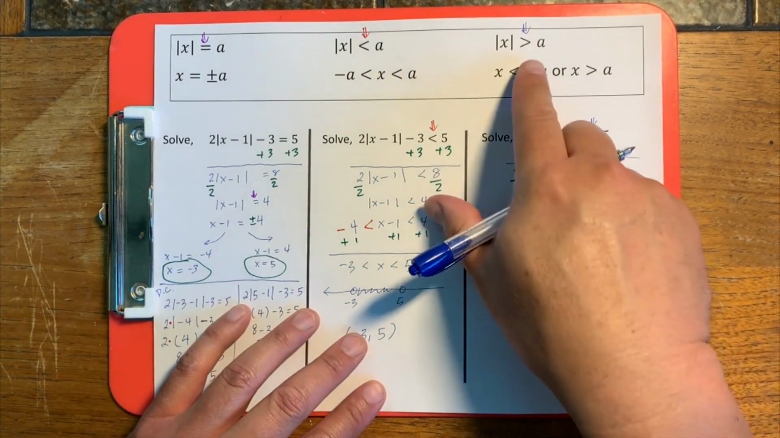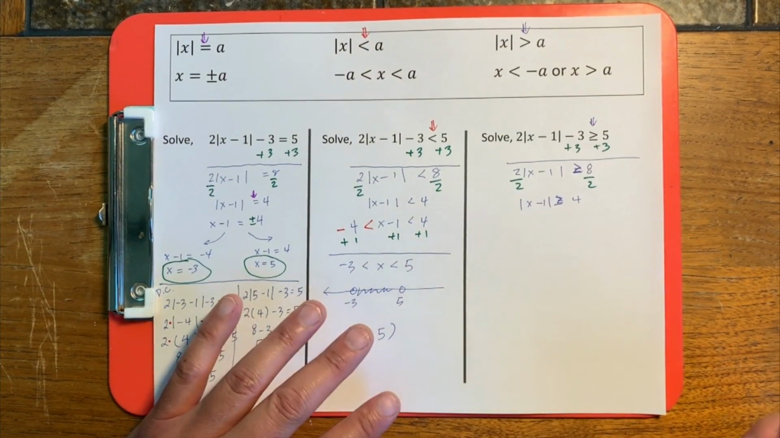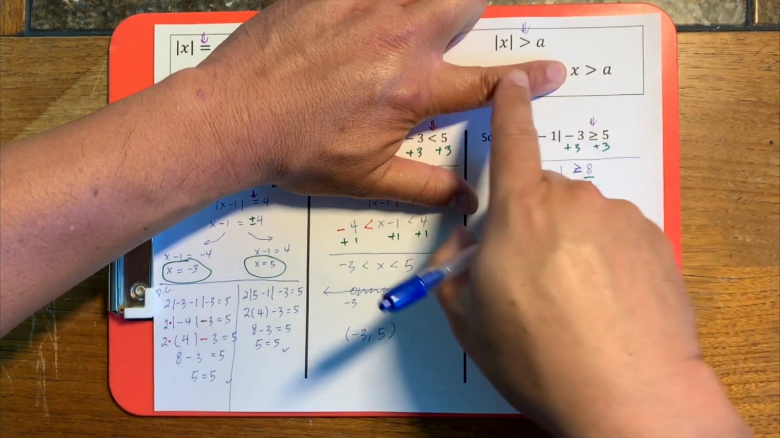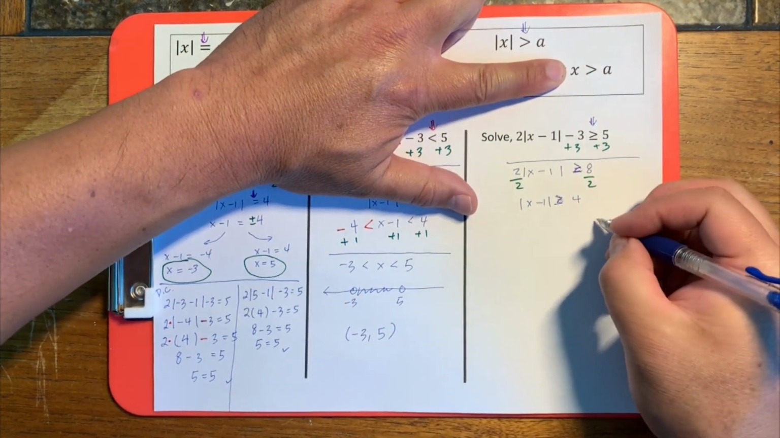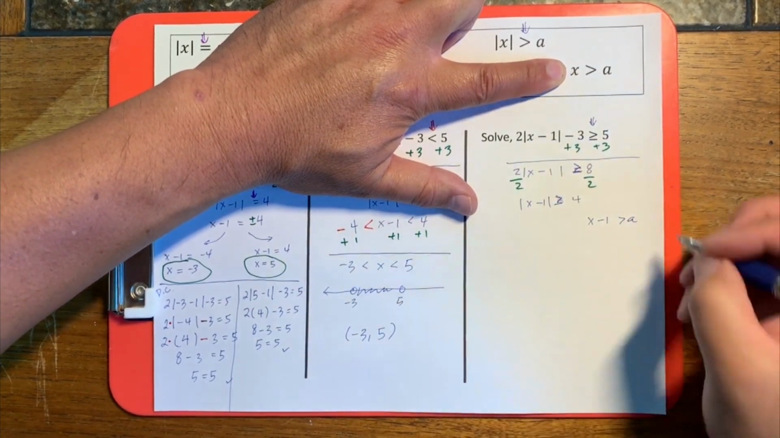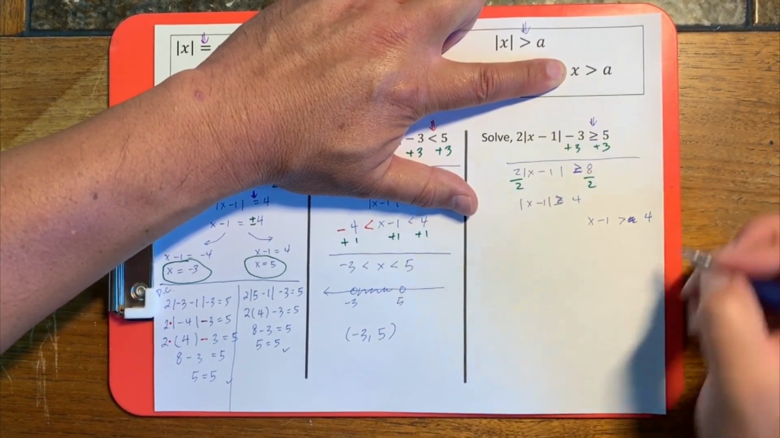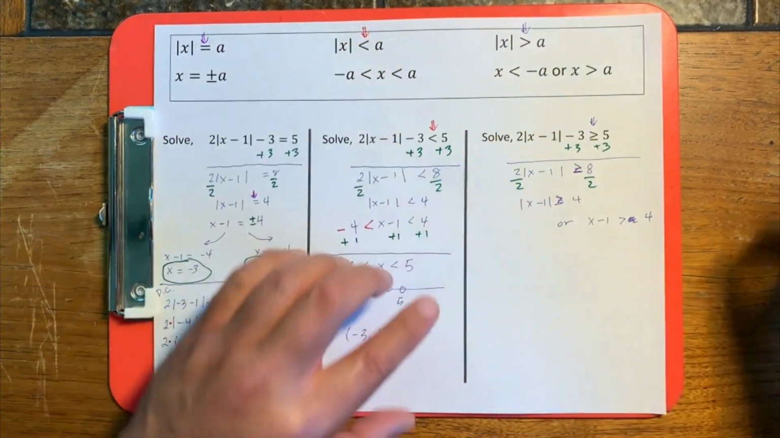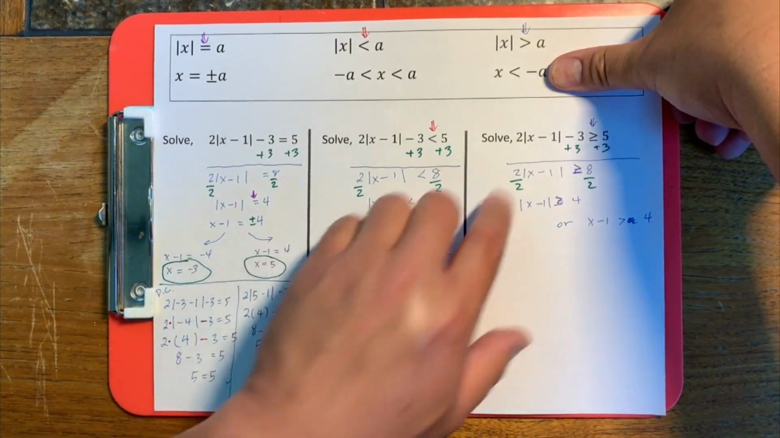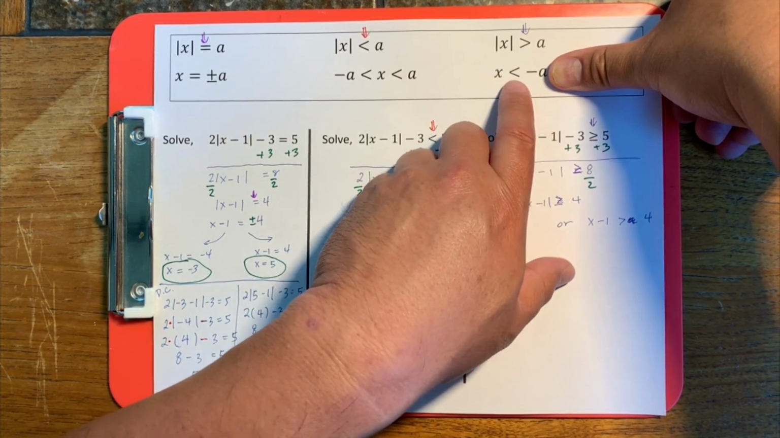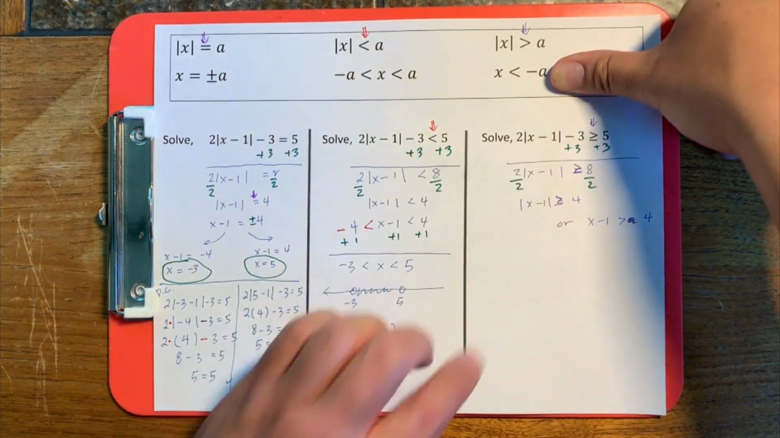Okay, now we're going to use the greater than rule. When I look at this right here, this looks like this just without the absolute value. And then we should have an or. And when we compare this side over here, this has a less than and a negative, right? So we get rid of the absolute value, but we have to add the less than and a negative.